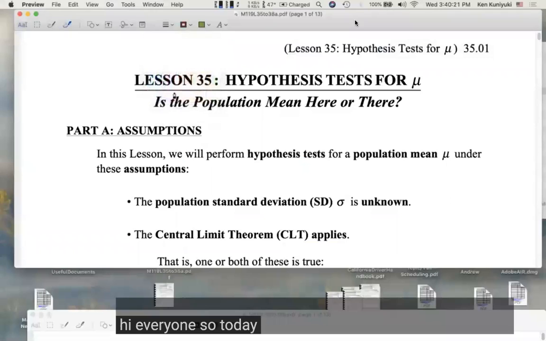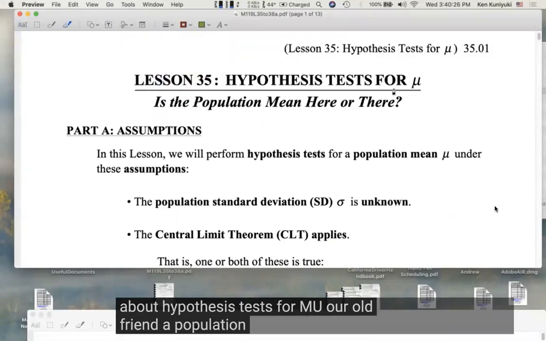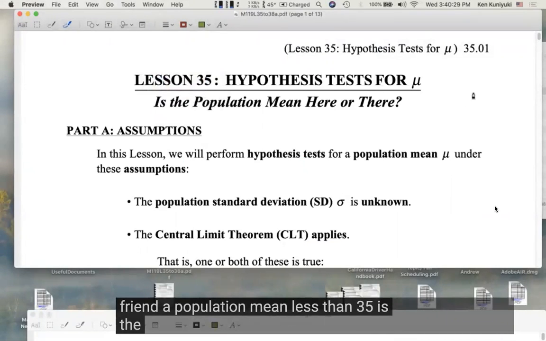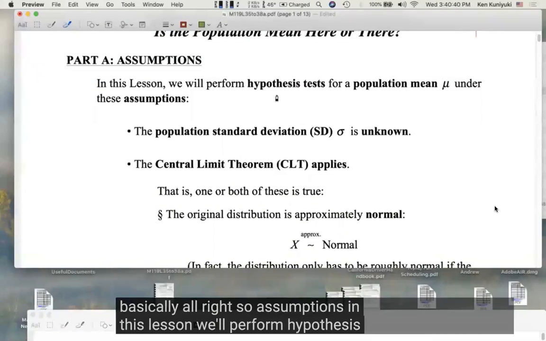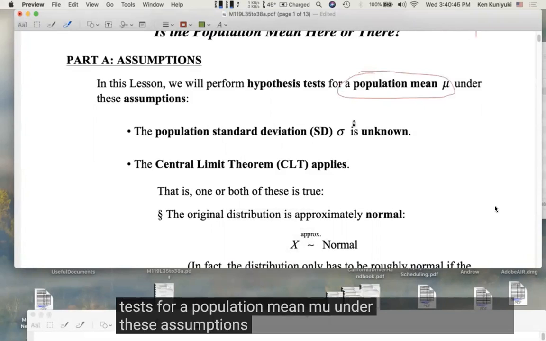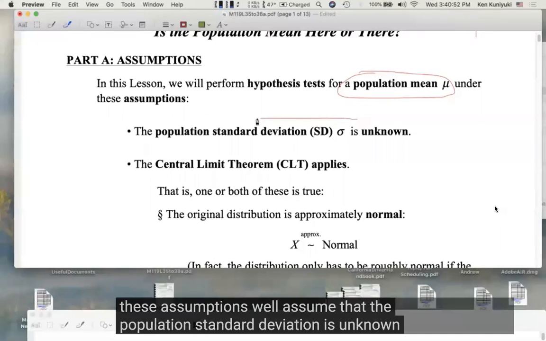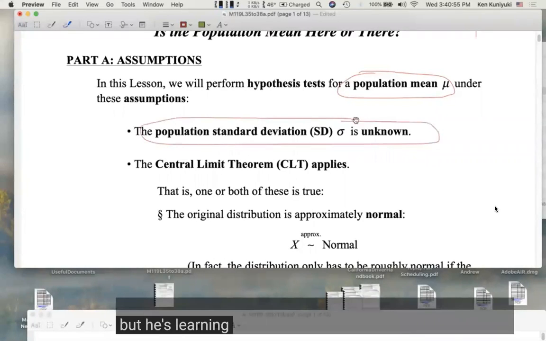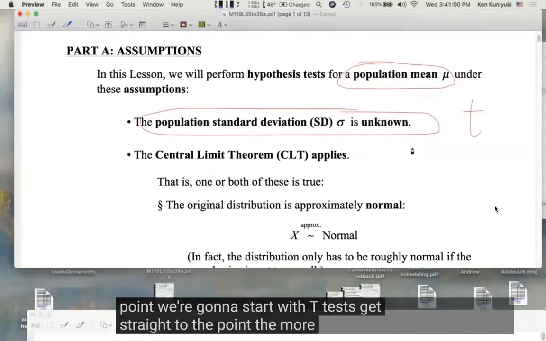Hi, everyone. So today we're going to talk about hypothesis tests for mu, our old friend, a population mean. Lesson 35. Is the population mean here or not, basically? So assumptions. In this lesson, we'll perform hypothesis tests for a population mean mu under these assumptions. We'll assume that the population standard deviation is unknown, because we're going to get straight to the point. We're going to start with T-tests, the more practical case.